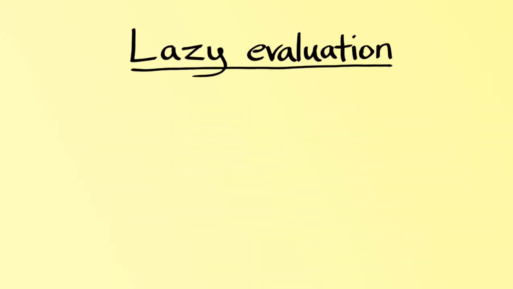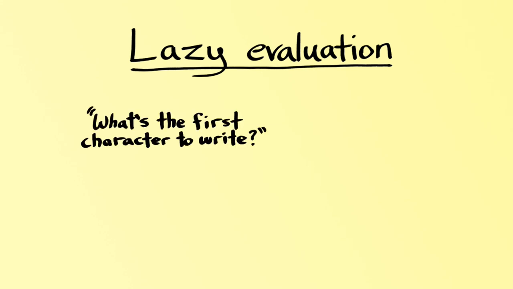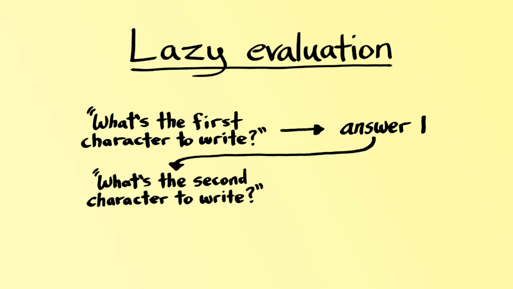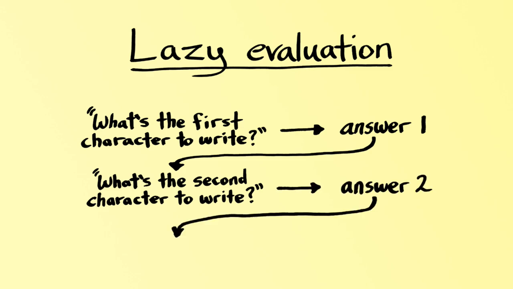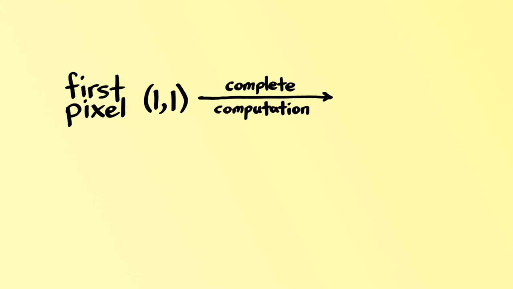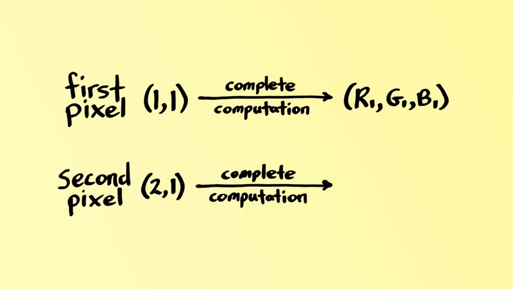Remember lazy evaluation? When we run this program, the main line says we need to write some text to a file, and then the program asks only, what's the first character to write? And once it gets that answer, then it asks, what's the next character to write? And it continues that way until it's written all it needs to write. That means that after it's done writing the few characters in the header, it's actually doing the computation for the first pixel, completing that computation to the point that it's writing RGB values, then dumping some memory, then doing the computation for the second pixel, completing that to the point of writing the RGB values for the second pixel, etc.